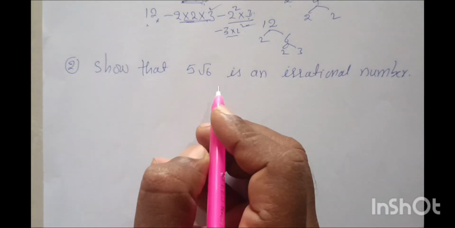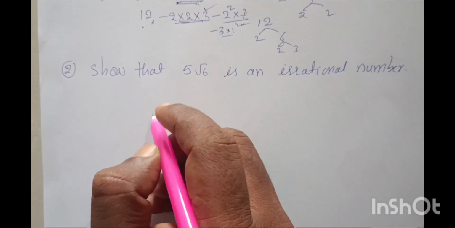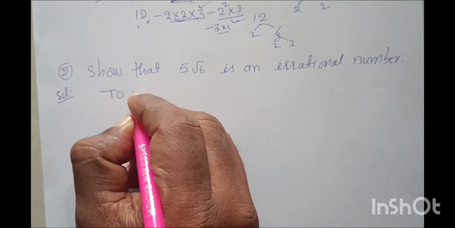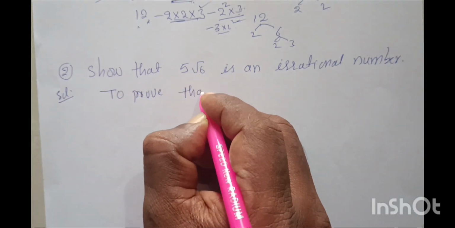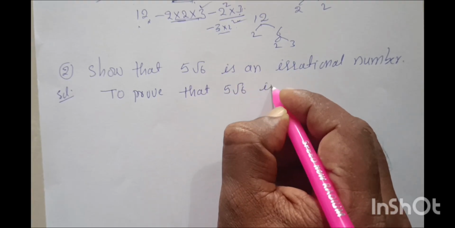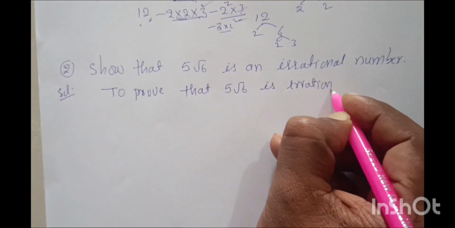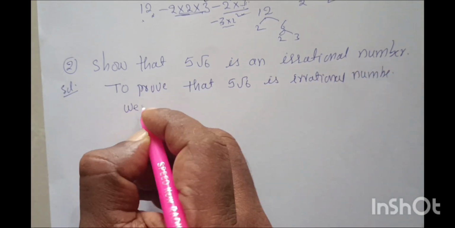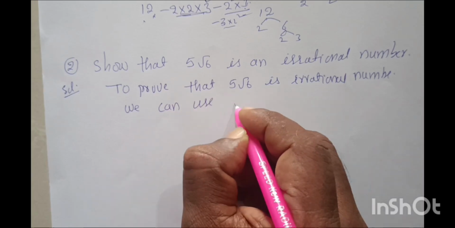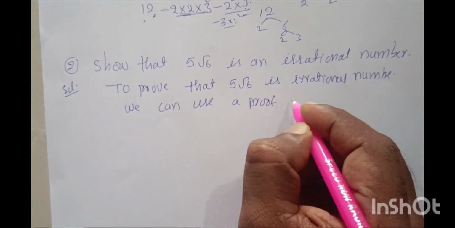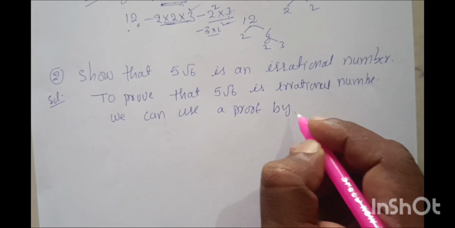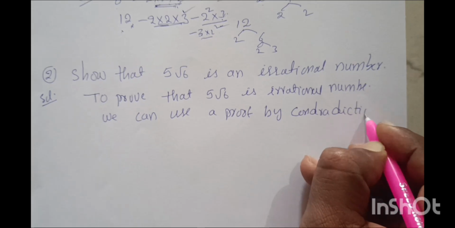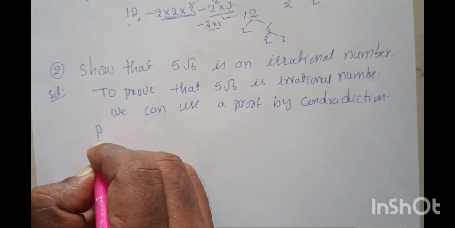Next, show that 5 root 6 is an irrational number. So we prove that. Solution or proof. To prove that 5 root 6 is an irrational number, here we can use a proof by contradiction method.